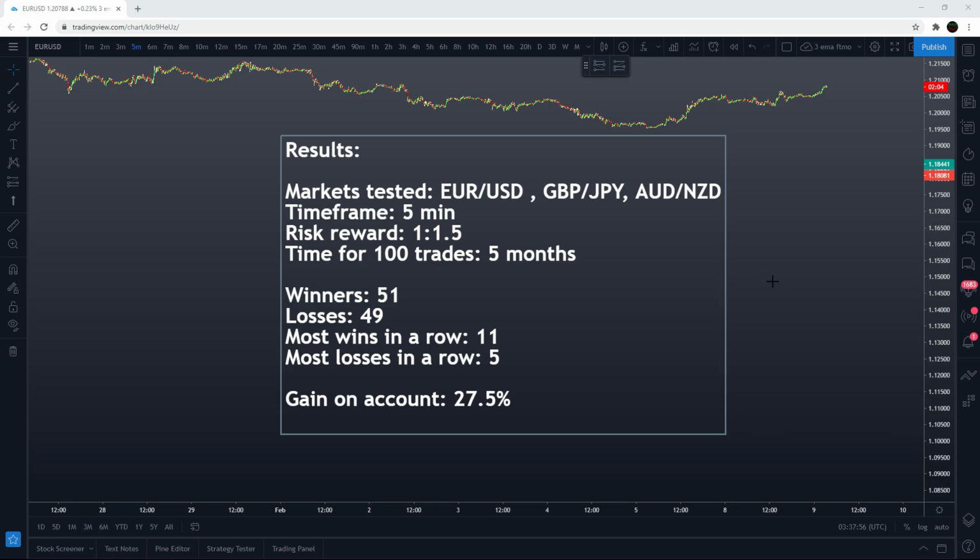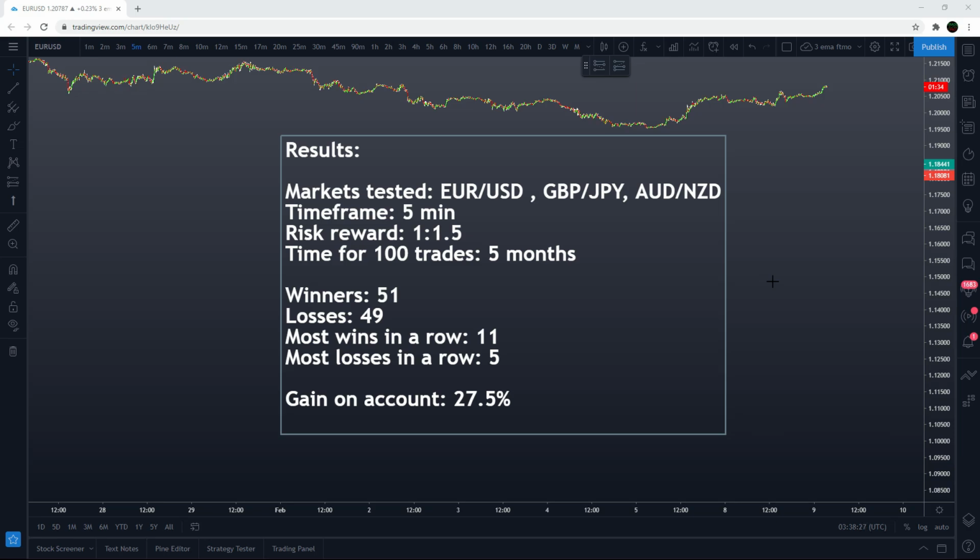All right, the results are in after the 100 tests. I had to use price data from Euro Dollar, Pound Yen, and Aussie Kiwi because the data wouldn't load far enough back. I did this on the 5-minute time frame, and it took 5 months of price data to find the 100 trade signals. This seems like quite a while for a 5-minute time frame test, but I want you guys to note that on this test, I didn't take signals while a trade was currently running.